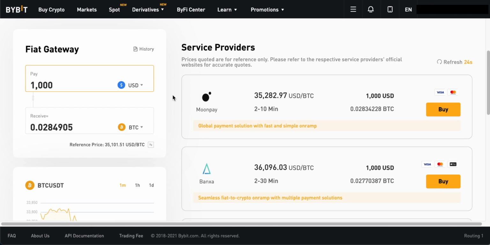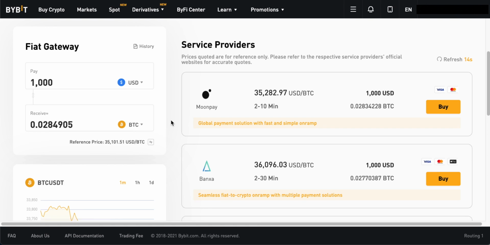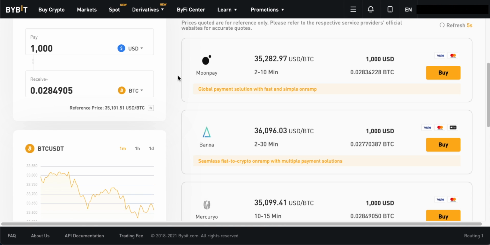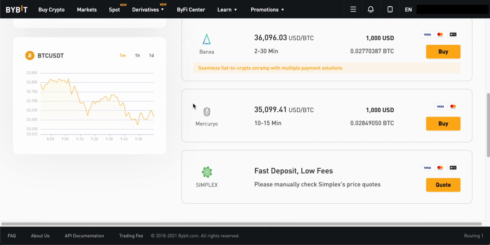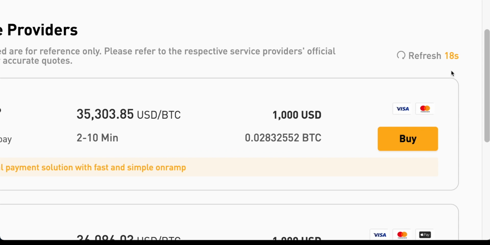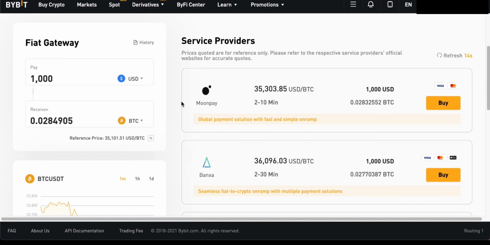Now, Bybit don't actually have this service themselves, so they use what's called service providers, and a lot of wallets do this. You will essentially go through to this third party. MoonPay is used by a lot of crypto wallets and other exchanges. And there are a couple of other providers as well, as you can see here going down the list. Simplex is also quite a big name. What you will see on the right hand side is this refreshing. So obviously those price quotes will refresh every 30 seconds or so.